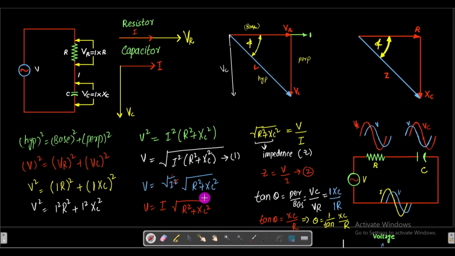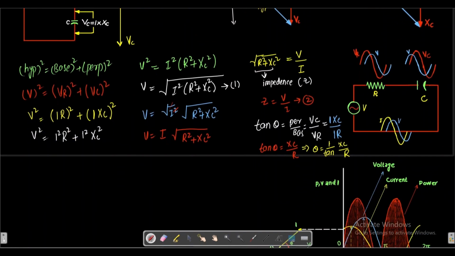Here this theta is the phi. So this phi is equal to tan inverse of XC divided by R. This is the final equation for the phi. Let's call this equation 3.